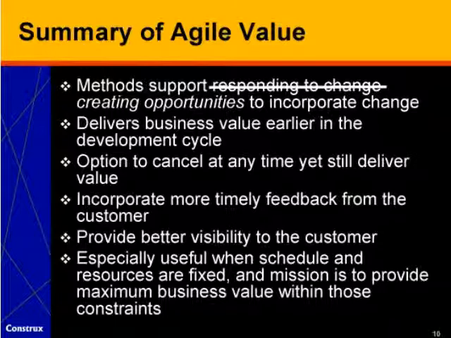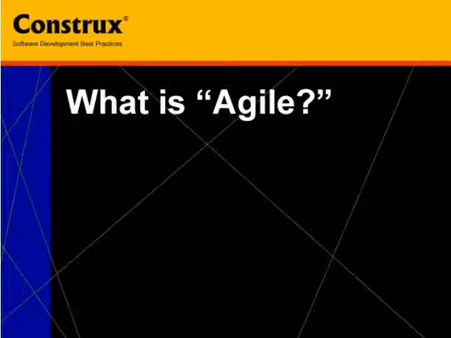It also creates the opportunity to incorporate more timely feedback from the customer and make changes in response to customer feedback before you go too far down in the wrong direction. The customer gets better visibility because there's no better visibility, I think, than actual software. And in Agile development, the emphasis really is on producing actual software. I think that what we've seen is that Agile is especially useful in a context where the schedule and the resources are fixed, and the mission is to provide maximum business value within a fixed schedule and fixed resources.